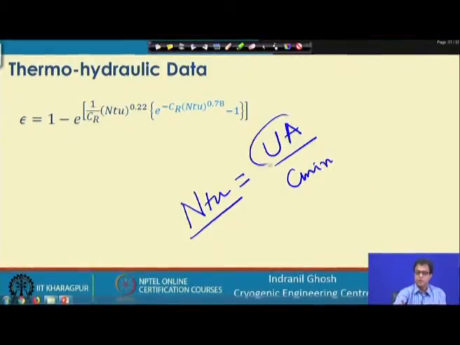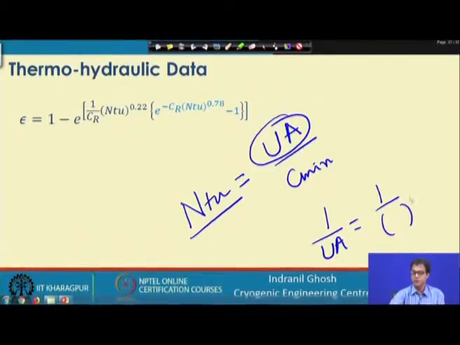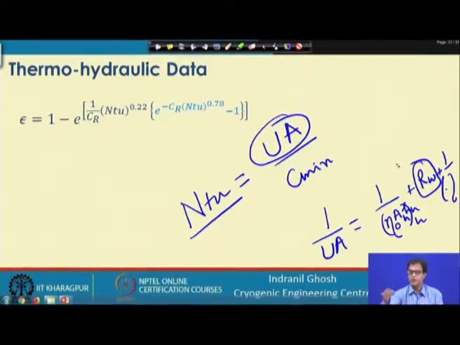UA, or 1 by UA, is the overall heat transfer coefficient that will have the hot side, then we have the wall resistance, then for the cold side, and there will be eta 0 A hot and then H hot, and you have similar terms for the cold side. RW is the resistance offered by the separating plate.